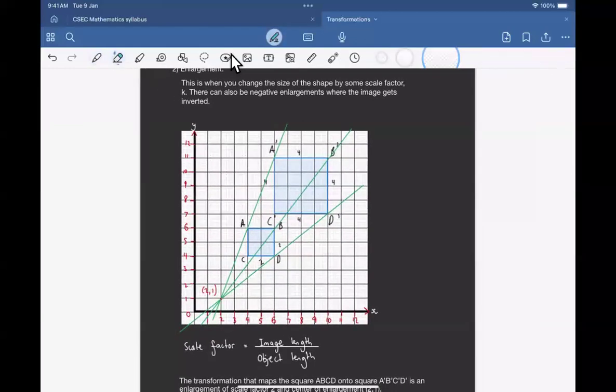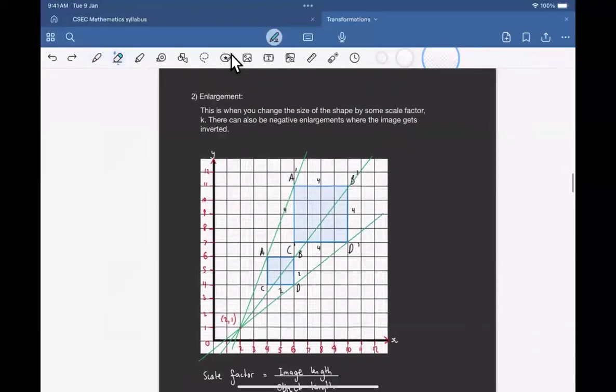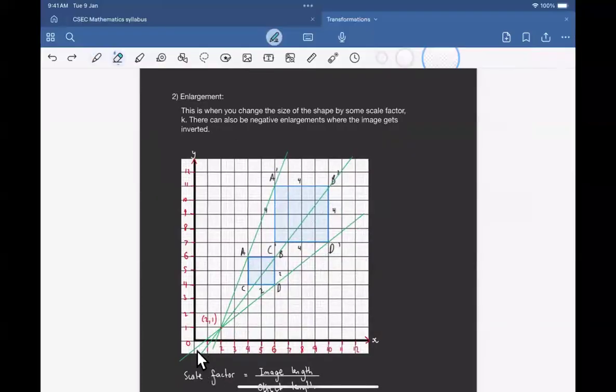Time for enlargement now. As the name suggests, what do you think enlargement is? Let me hear any geniuses in the chat. Say enlargement. It's a tough question, you know. Really tough. Enlarge. Something bigger, making something bigger. Right, yeah, that's an enlargement.